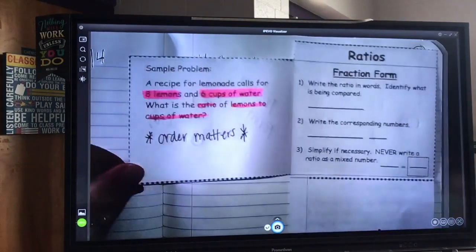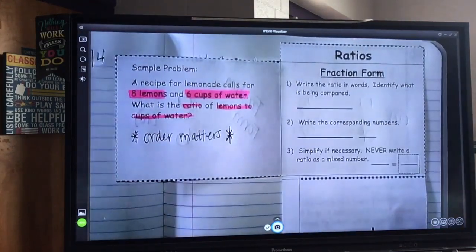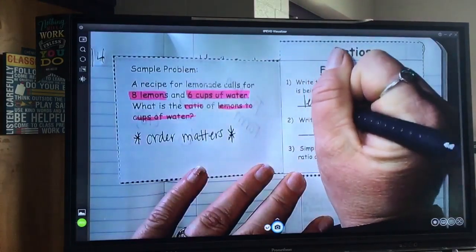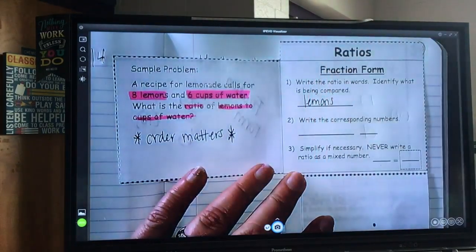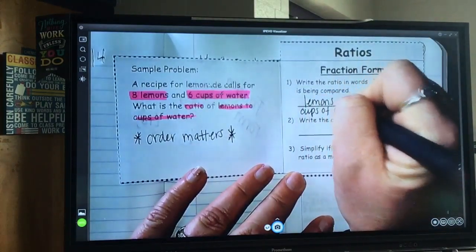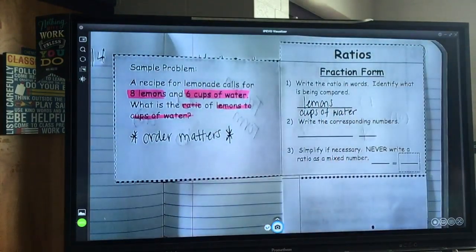Alright, so sliding over to the fill in the blank part. It says write the ratio in words, identify what is being compared. So what 2 items or objects are we comparing? And make sure we put it in the correct order. Lemons and water. Right, so lemons are gonna go on top. And it's not just water, but it's cups of water. You must also keep your units with your ratios. That will be super important when we get into unit rate.